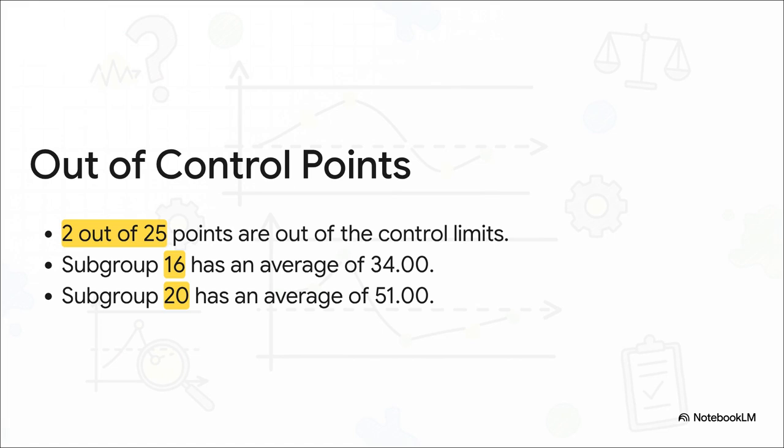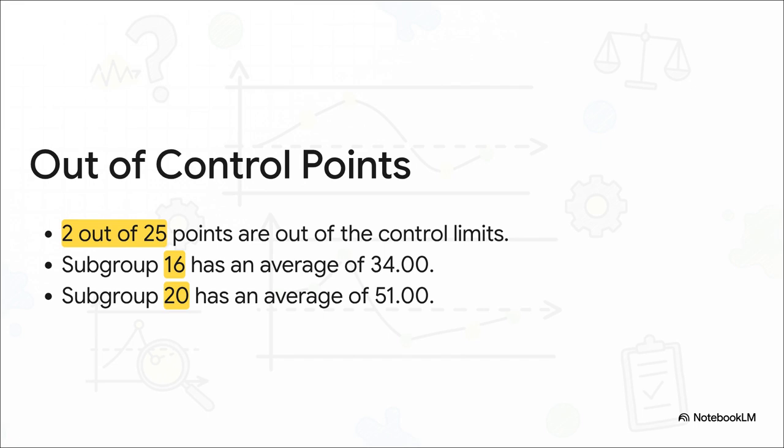And when we plot our 25 averages, we see something pretty interesting. Most of the points, they're behaving themselves, just floating nicely between the lines. But we've got a couple of troublemakers. Look at subgroup 16. It's landing exactly on the lower limit. And then there's subgroup 20. Whoa, it has shot way above the upper limit.